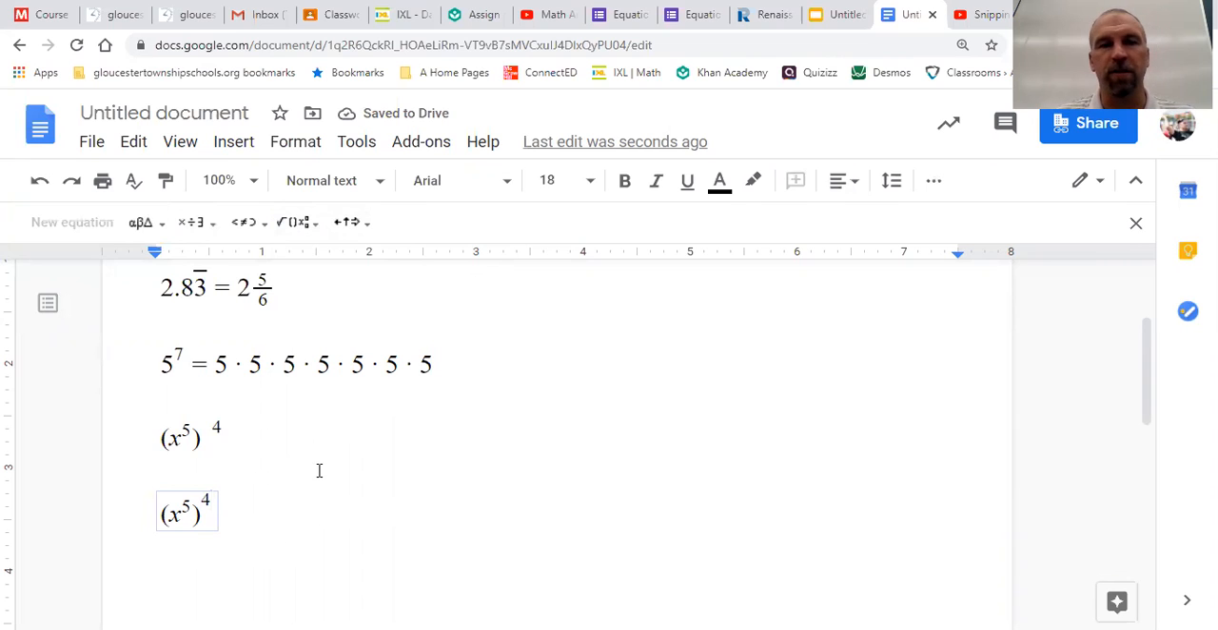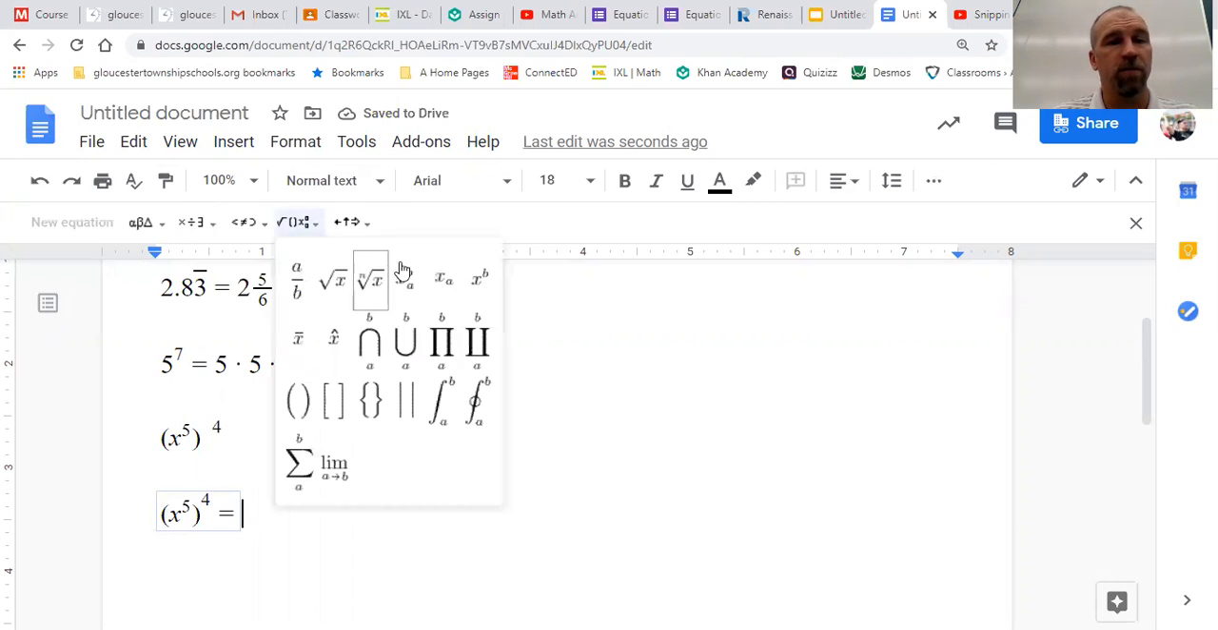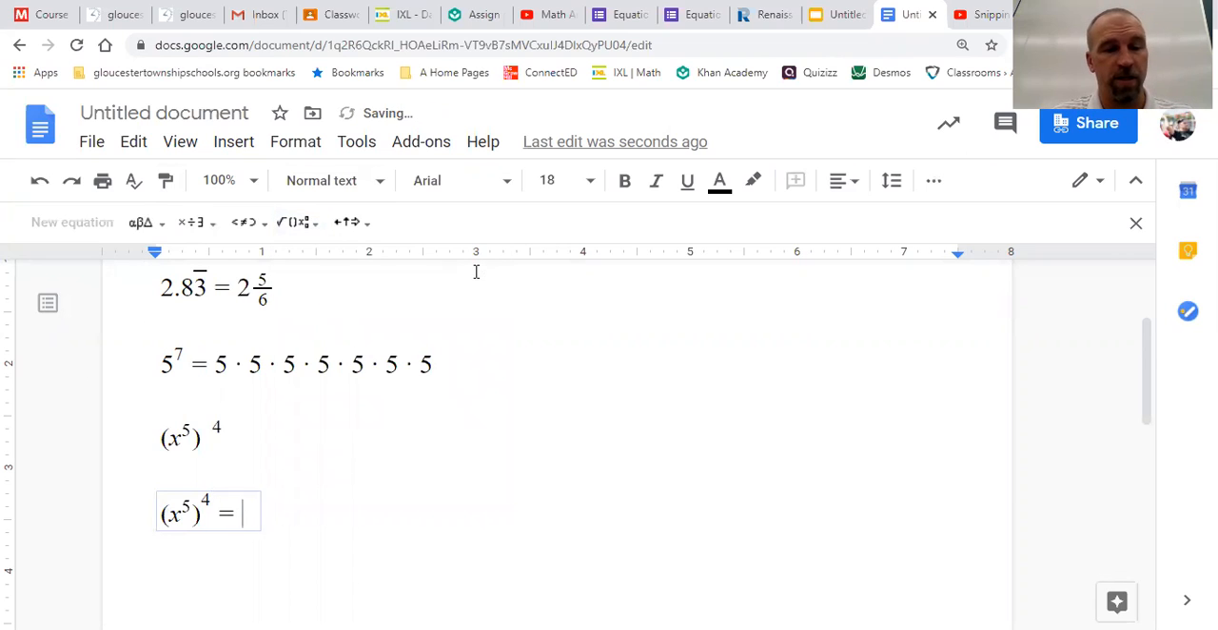You're gonna have to play around with this a little bit. Really, the best way to learn it is to use it. That's the only way I learned it. I learned it by using it over and over and over again, figuring out my mistakes, the order in which I had to click things to get them to work. All right, so let's see, that equals one more set of powers, x to the 20th power.